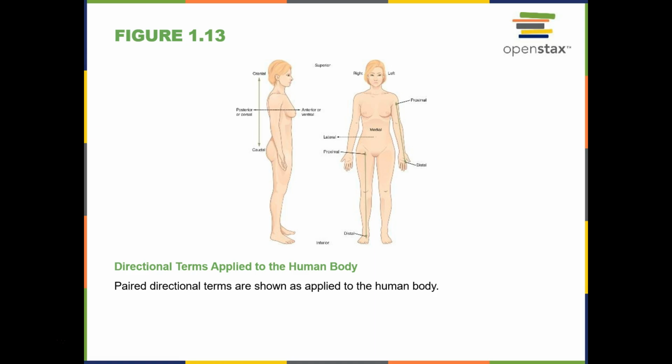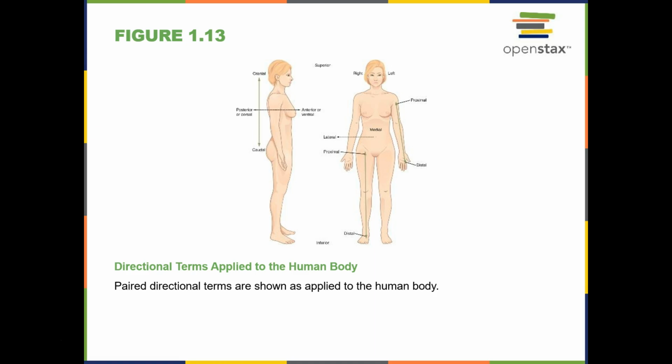So when you're trying to determine if you're dealing with proximal or distal, think, are you dealing with the appendages or not? If you're not dealing with appendages, then you're probably using superior, inferior. But if you are dealing with appendages, then you want to use proximal and distal. Proximal means closer to the point of attachment to the body. Distal means farther away from the point of attachment to the body.